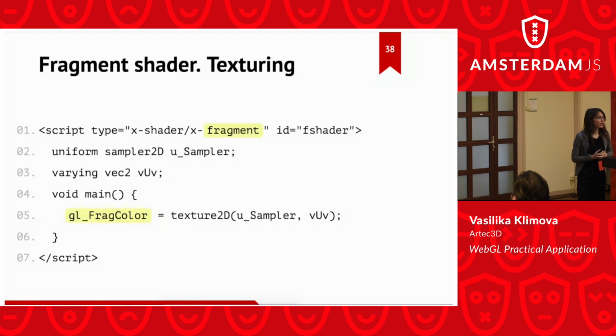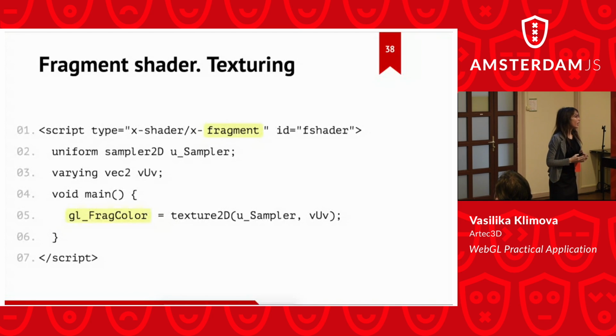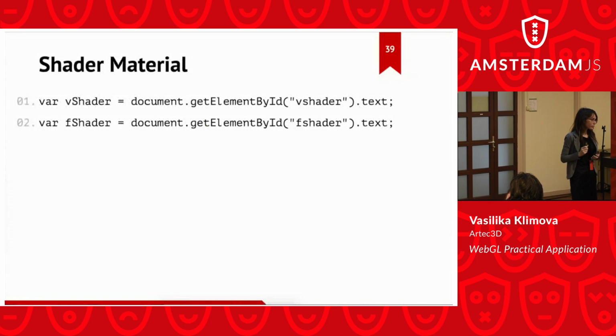In this fragment shader, we calculate GL frag color, and we use the texture 2D method for this. This method accepts two parameters. It's the texture, and vUv, the texture coordinates. To decide which color we should render in this place for this vertex, we should use texture coordinates.